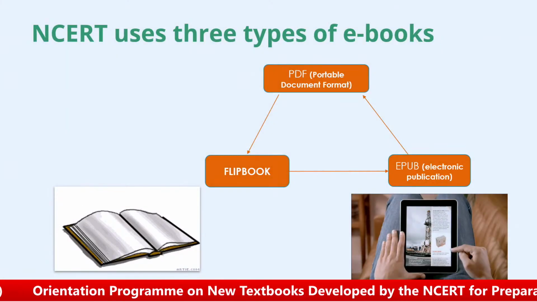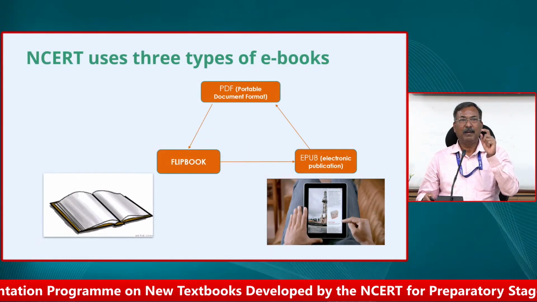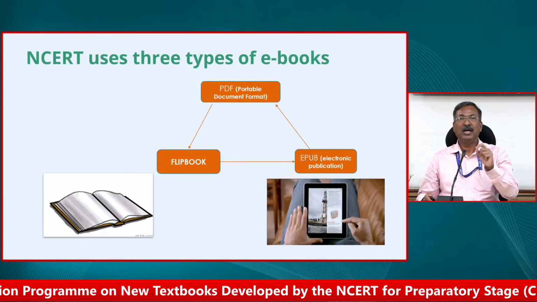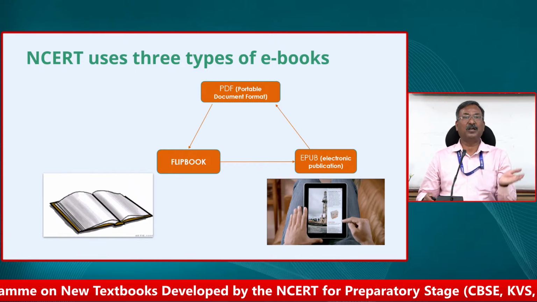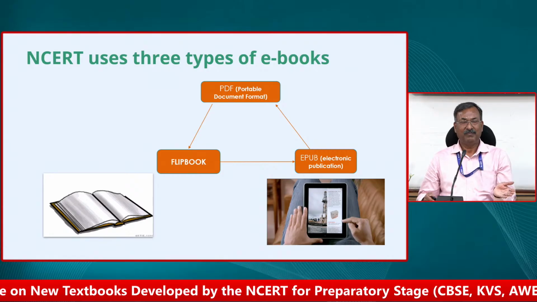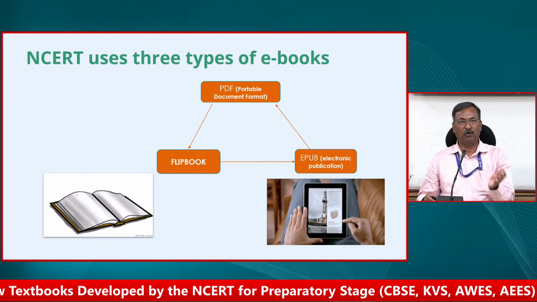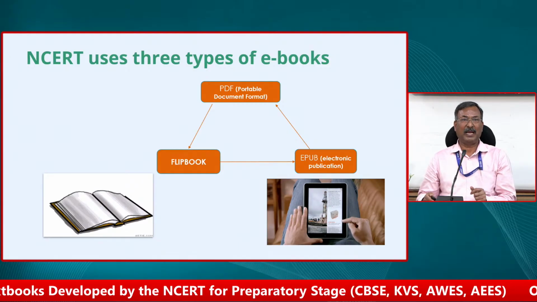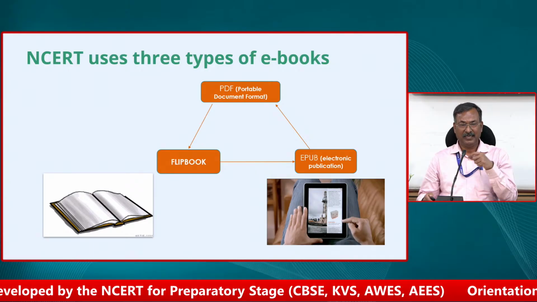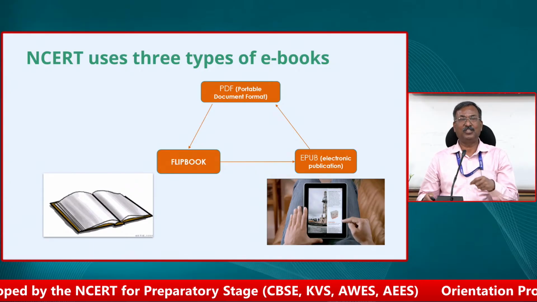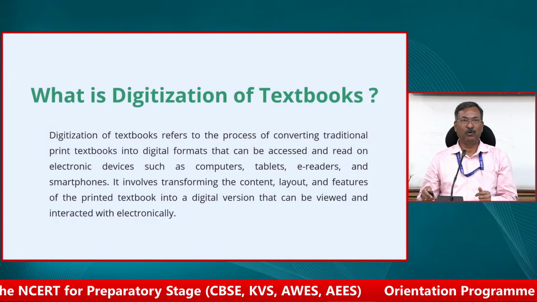And again, NCERT uses 3 types of ebooks. I have already mentioned: PDF, flipbook, and EPUB. A flipbook is like we turn the pages of a physical book. Similarly, we also turn the pages of a digital book. Like a physical book, I am turning the page and reading. And I have already mentioned EPUBs are helpful for visually challenged children also, because they provide us talking books as well, interactive books as well.